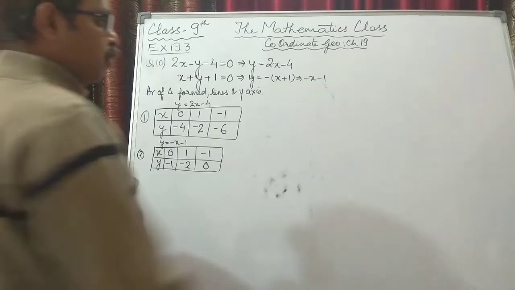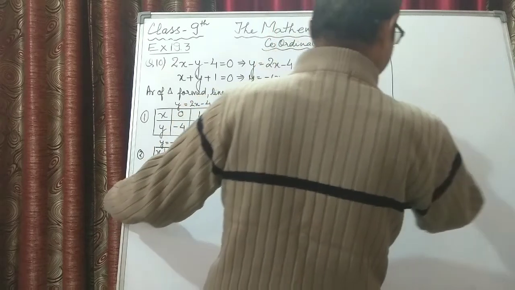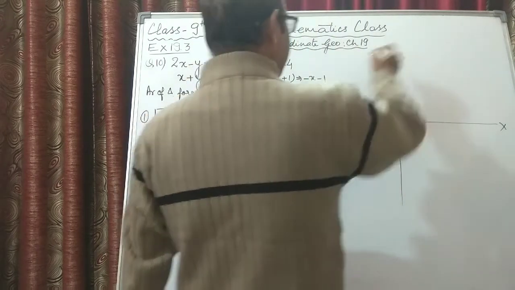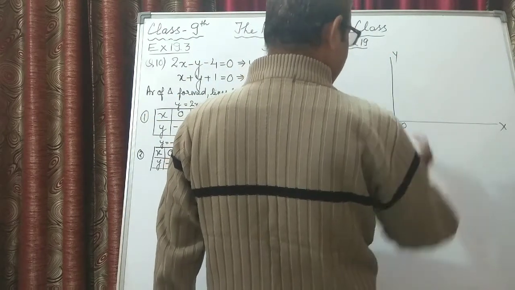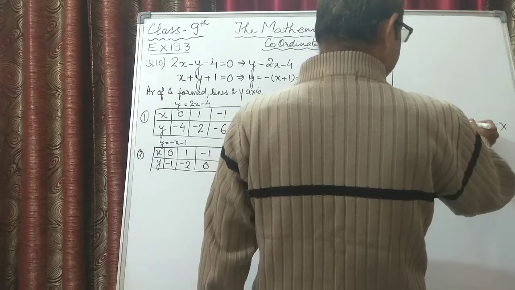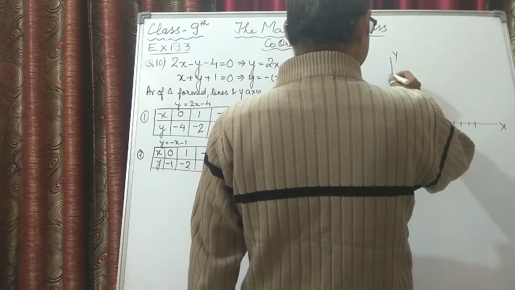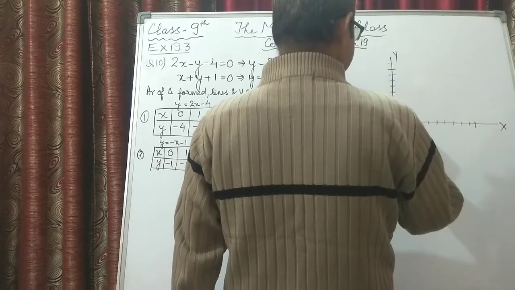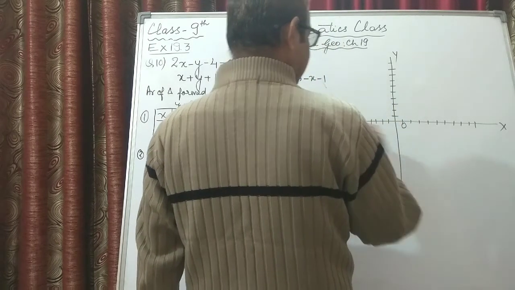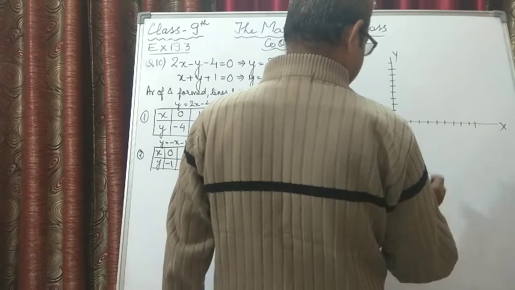Now we will plot the points on the graph paper. Let us say that this is my graph sheet. That is X'OX and YOY'. We mark 1, 2, 3, up to 10 on each positive axis, and minus 1, minus 2, minus 3, up to minus 10 on the negative sides.